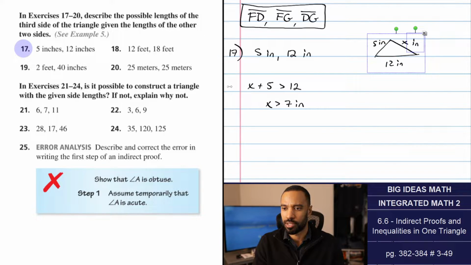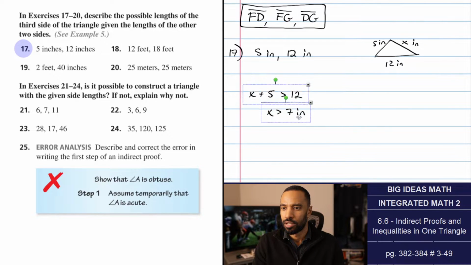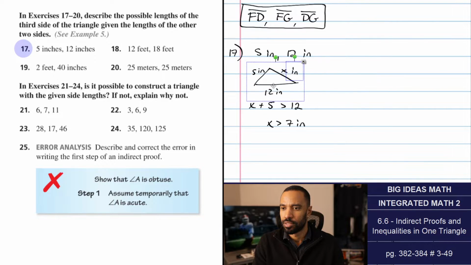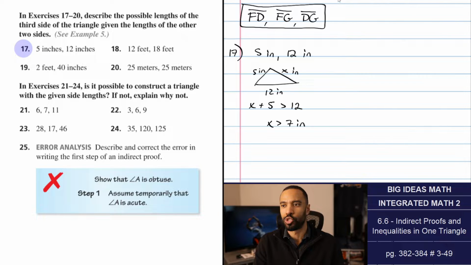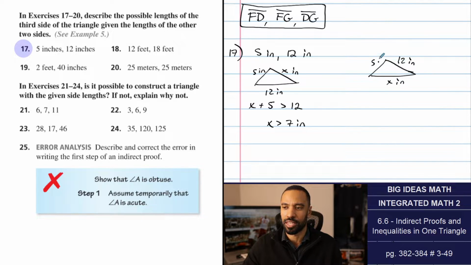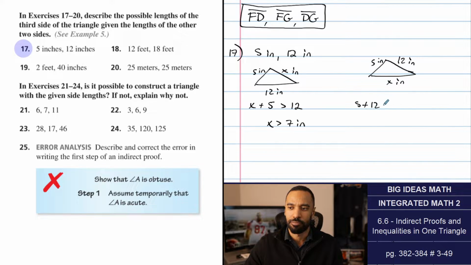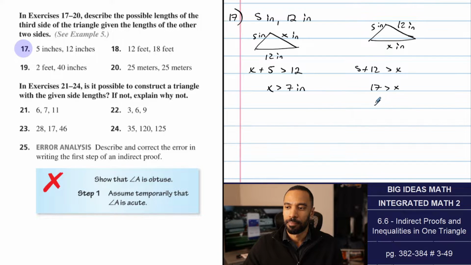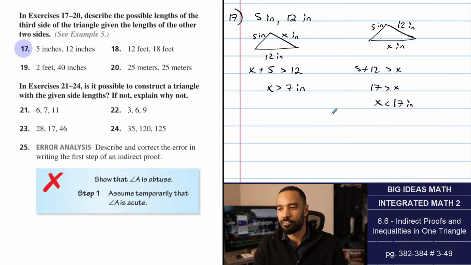Now the second case: consider the case where X is the longest side. So now you have the 5 and the 12, and for them to connect, they have to be longer than X when added together. 5 plus 12 has to be greater than X, so X has to be less than 17 inches. So X has to be greater than 7 but less than 17.